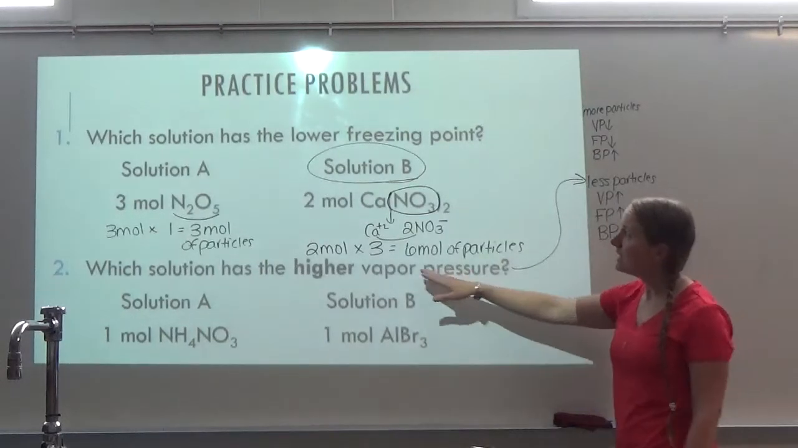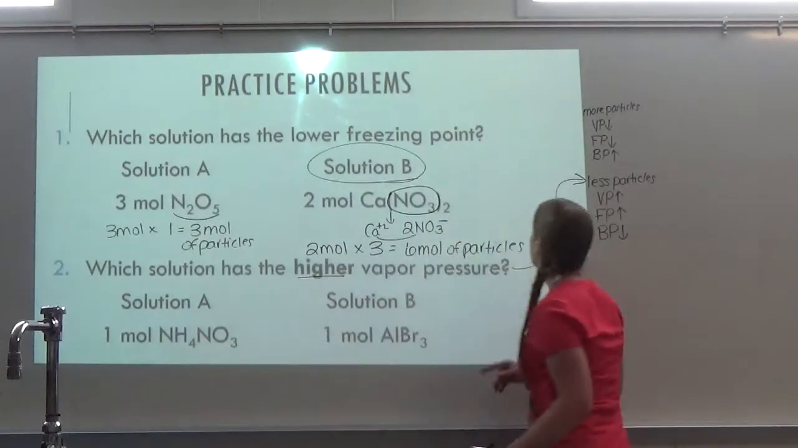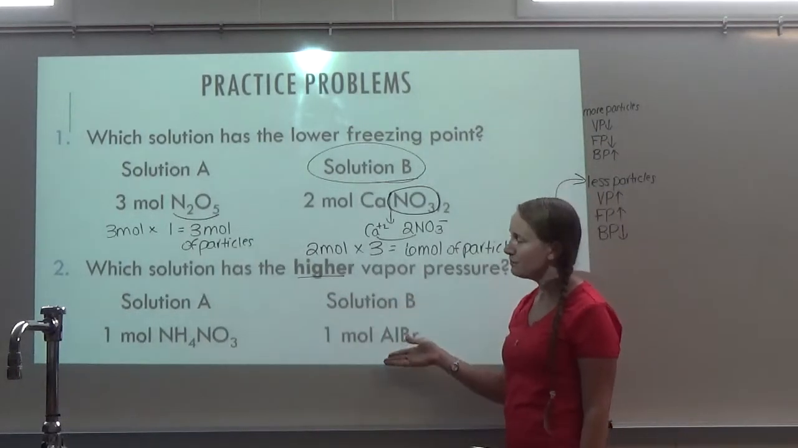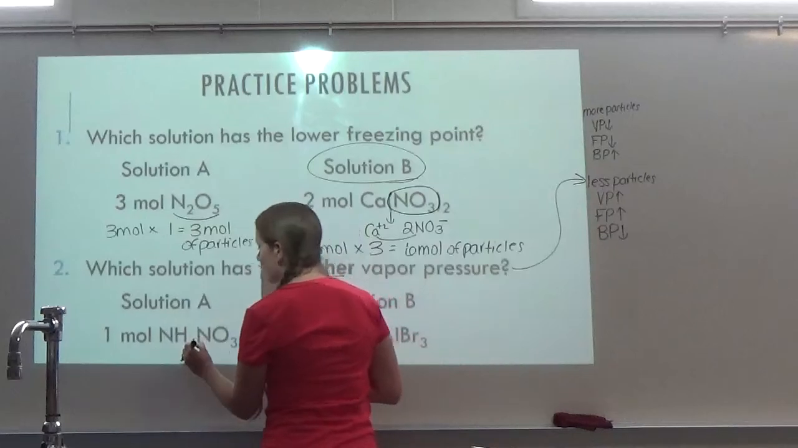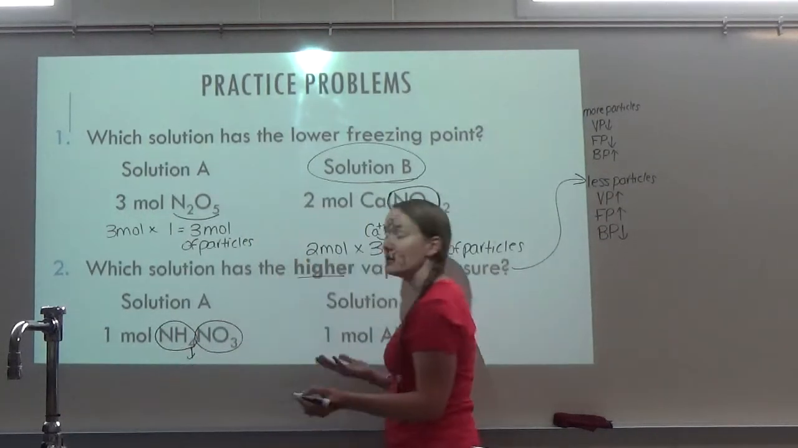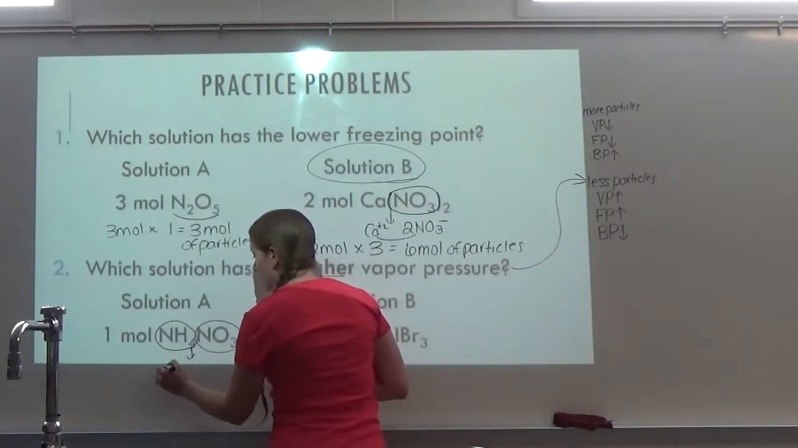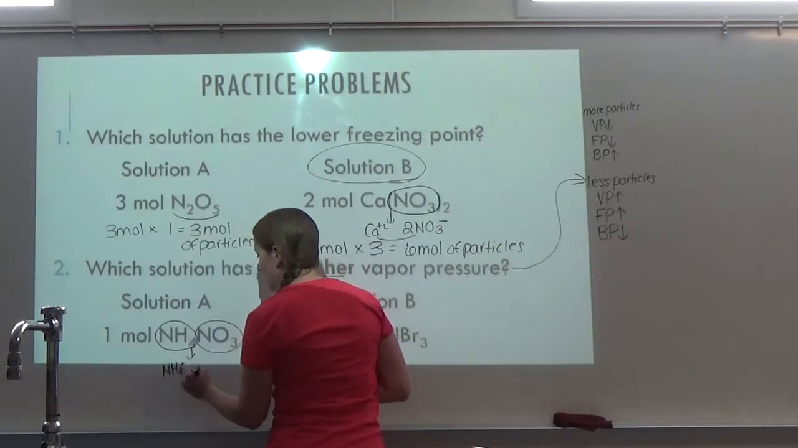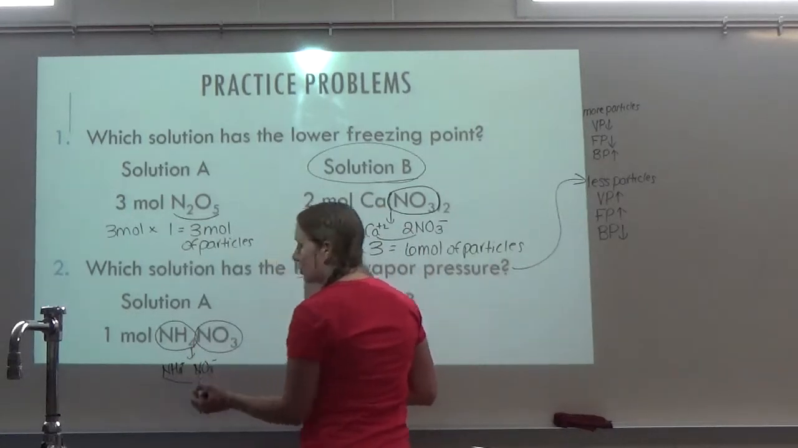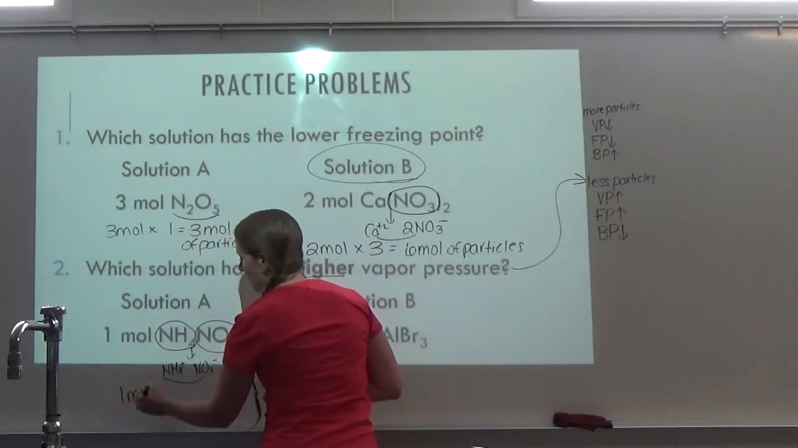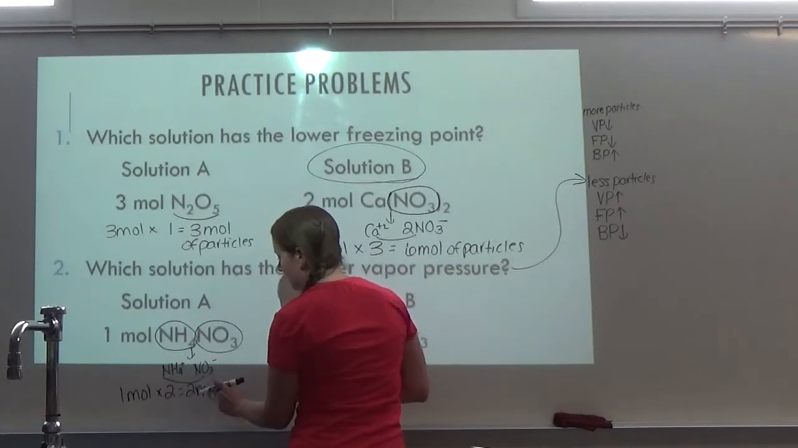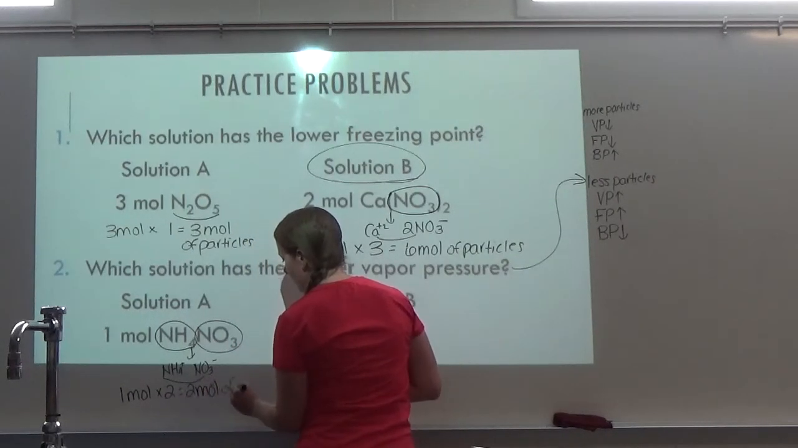All right, so because I looked for higher vapor pressure, I'm looking for less particles this time. So we have solution A and solution B. Well, in solution A, I can already recognize there are 2 polyatomic ions, so I know it's ionic, which means it's going to break up. So we're going to get ammonium ion, which is NH4+, and nitrate ion, which is NO3-. So we're going to get 2 particles. So I take my 1 mole times my 2 particles. So solution A has 2 moles of particles.